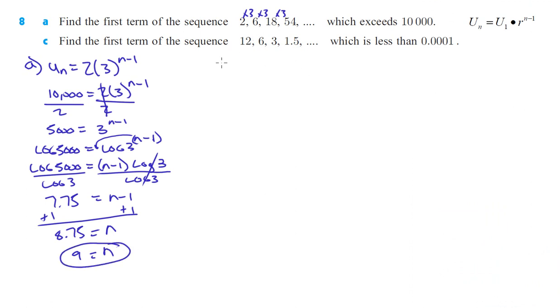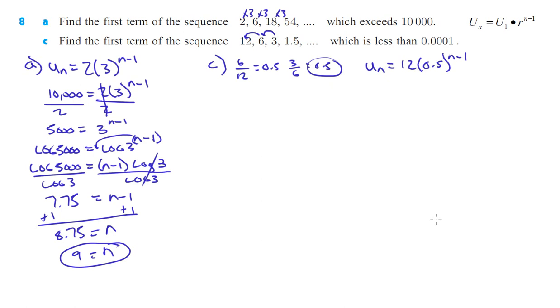Let's take a look at C then, the first term of this sequence. 6 over 12 is 0.5, 3 over 6 is also 0.5, and 1.5 over 3 is 0.5. So there's our rate, 0.5, and we have our first term. So let's write our general term formula. We have u sub n equals, our first term is 12, times 0.5 to the n minus 1. There's our general term formula.